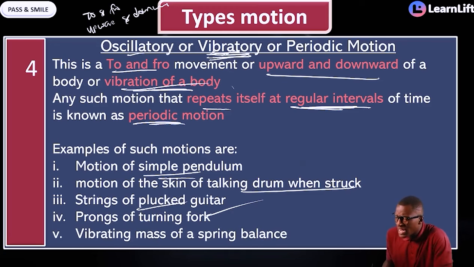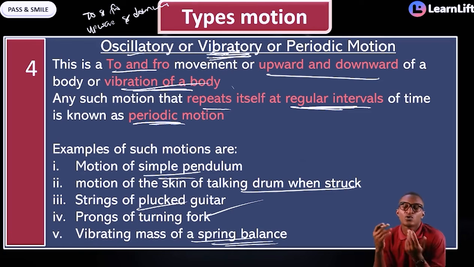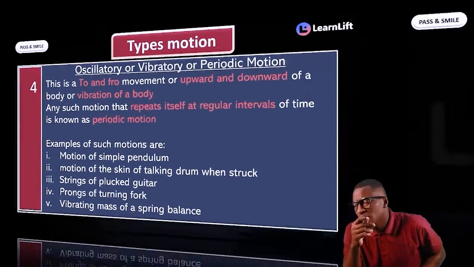Do you understand? And the next one is what we call the mass of a spring balance. Mass of a spring balance. I'm going to show you examples of all of them. These are what we call your oscillatory or vibratory motion. Now, practically, if you say you understand, let's see the examples.